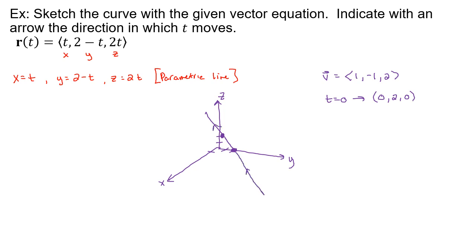Make sure, though, that since we went from this point first to this point second, that's why my arrow is going in that direction. So that is how you would define a vector function of a line into a parametric equation of a line, and this is how you would sketch those 3D lines.